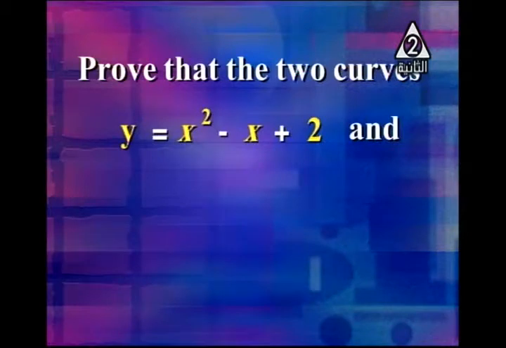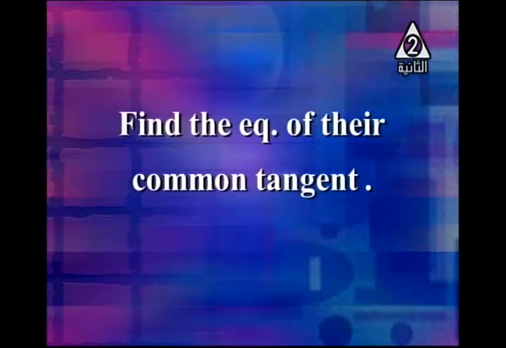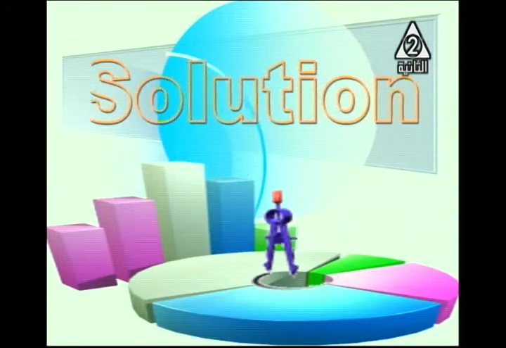Prove that the two curves y equals x squared minus x plus 2 and y equals 3x minus x squared are tangential. What do we mean by tangential? It means they have one common tangent. And then find the equation of the common tangent. Solution.